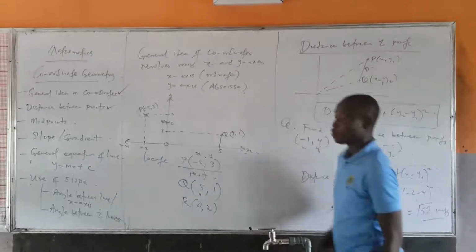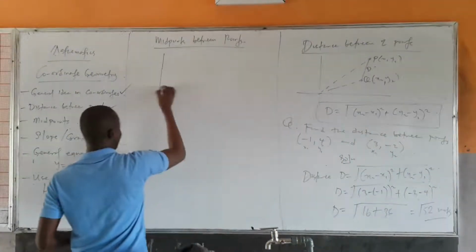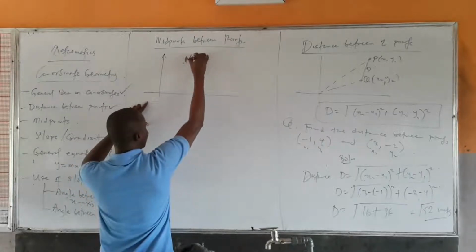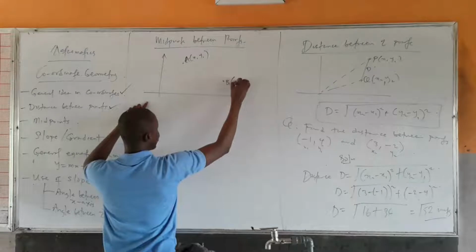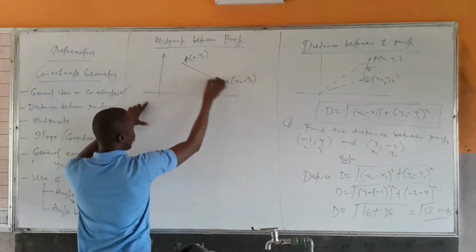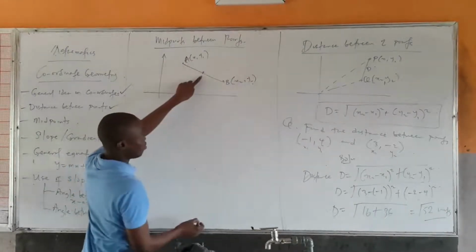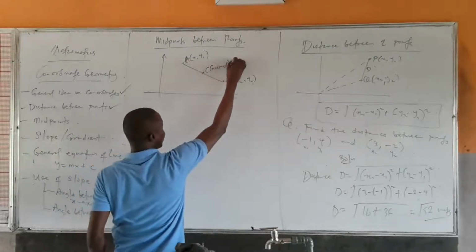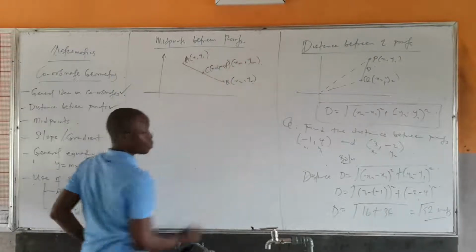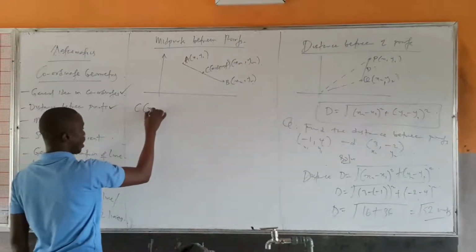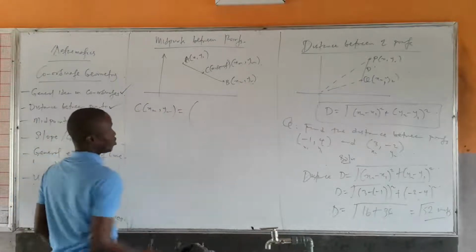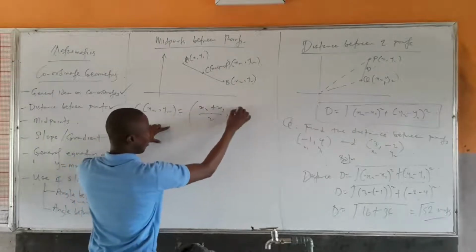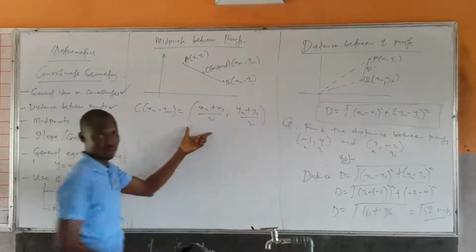That's not all. We can also use it to find the midpoint between 2 points. You have a point A, which is x1, y1. You have a point B, which is x2, y2. You can find the midpoint between the 2 points, okay? Let's say C is the midpoint, which is xm, ym. This can be proved that the coordinates of C, the midpoint between these 2 points, will be x2 plus x1 over 2, y2 plus y1 over 2. This can be proved. Okay?